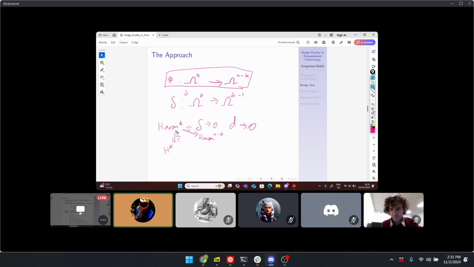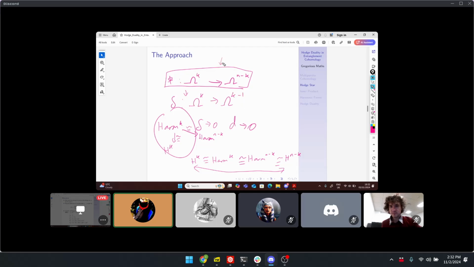And then, given these two isomorphisms, we can put them together to say that Hk is isomorphic to the harmonic forms, and that's isomorphic to the n minus k harmonic forms. But then we use the first isomorphism to show that this is isomorphic to the n minus k cohomology. And in that way, you can show why there's a symmetry happening.